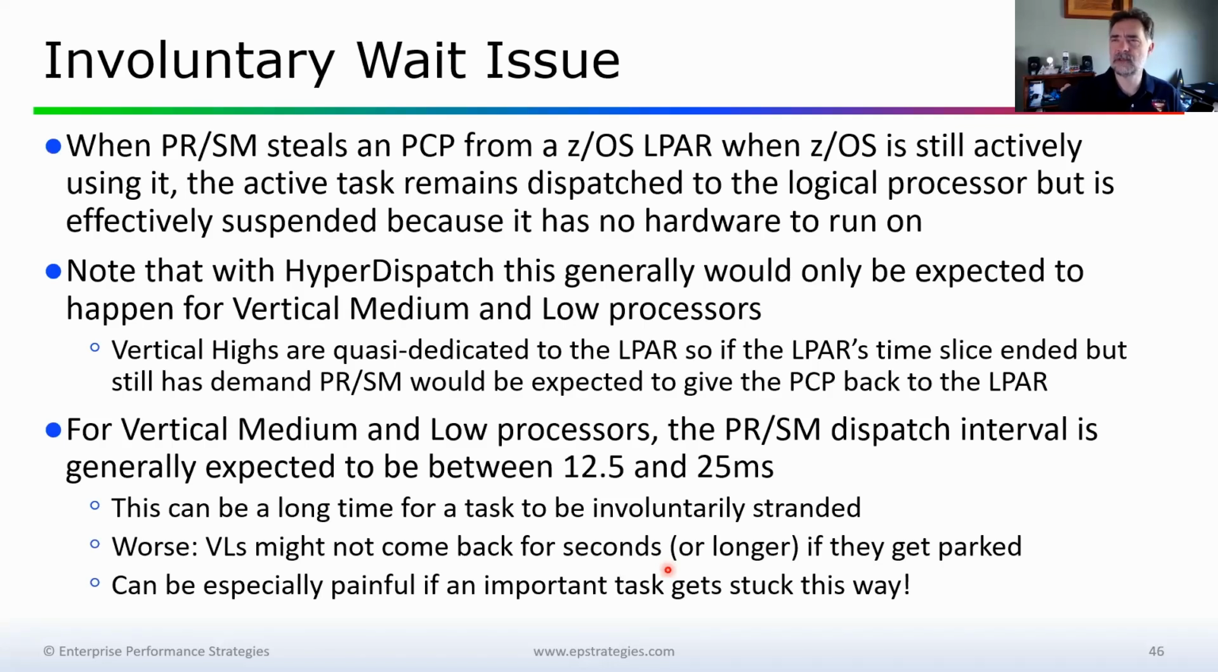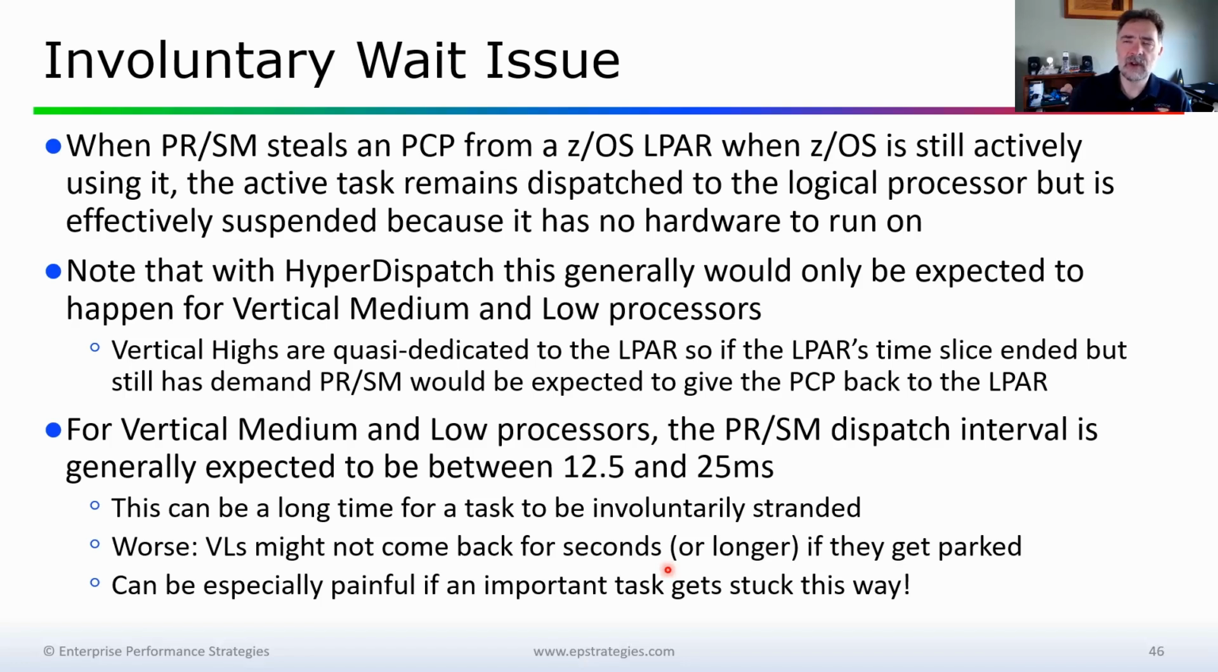So this is a bunch of words about that involuntary wait issue, the idea that Prism will steal a physical processor from an LPAR, and you may have a task then effectively suspended because there's no hardware to run on. Now, with HiperDispatch, we only expect this to happen for vertical mediums and vertical lows. Remember, the vertical highs are quasi-dedicated. So if you have a vertical high processor, the work that's running there is not going to be subject to this sort of problem, right? Even when time slice has ended, if the LPAR still has demand for that processor, Prism is expected to give it back to it. So we shouldn't see that sort of involuntary wait on the vertical highs.